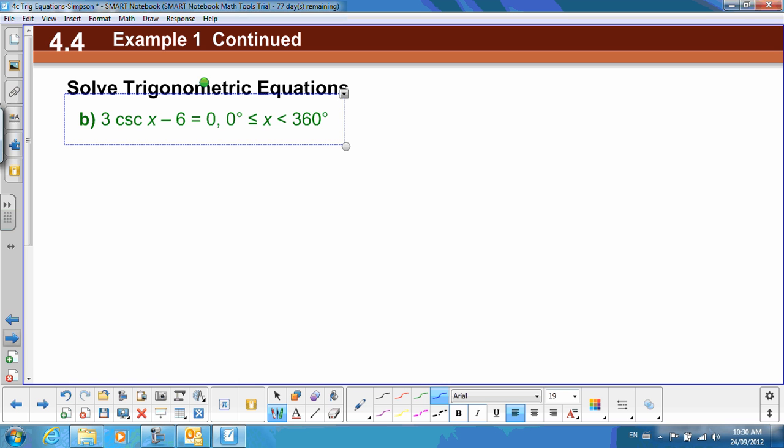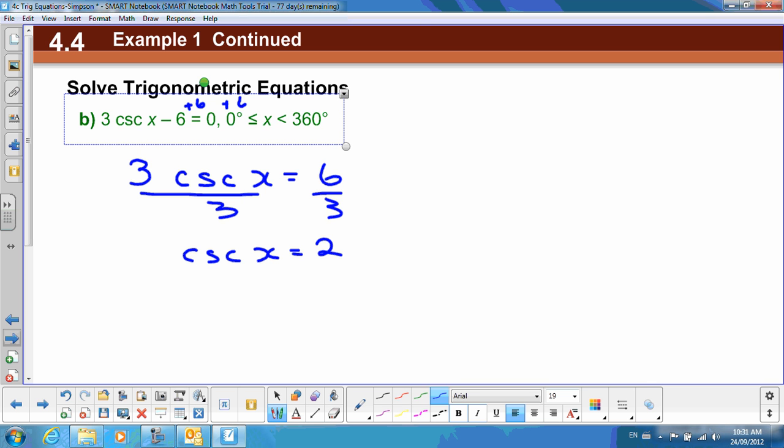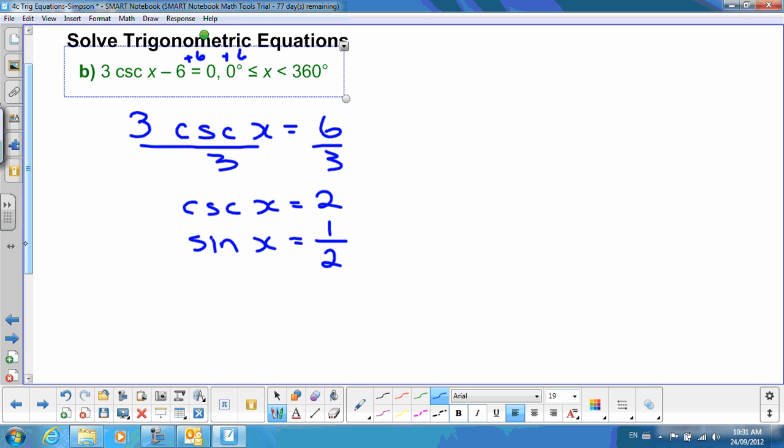3 cosecant x minus 6 equals 0. I need to get the trig function with the variable by itself, so I'm going to add 6 to both sides. I end up with 3 cosecant x equals positive 6. Divide both sides by 3. And we end up with the cosecant of x is equal to 2. Well, I know that cosecant is the reciprocal of sine, so sine x then must be 1 over 2.